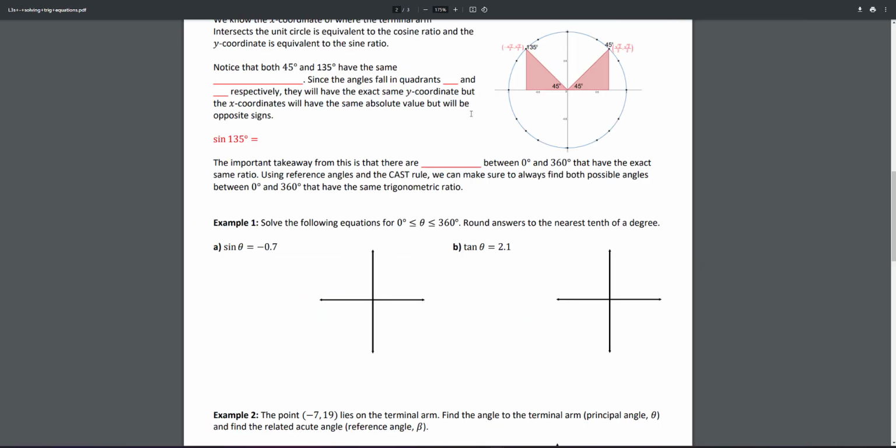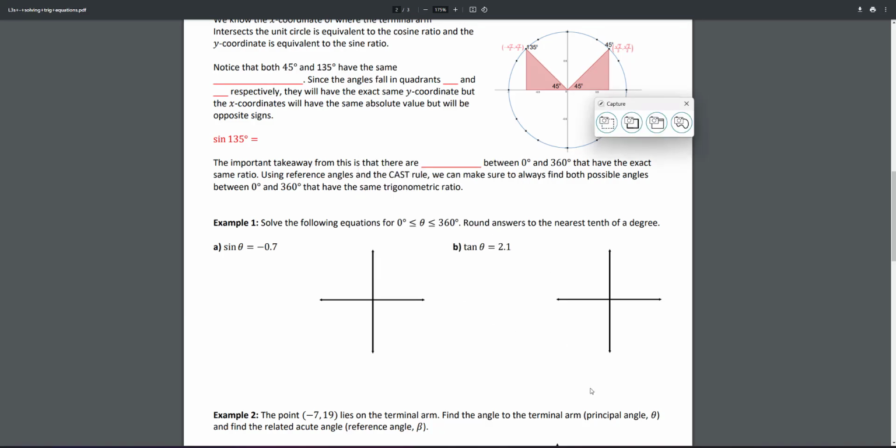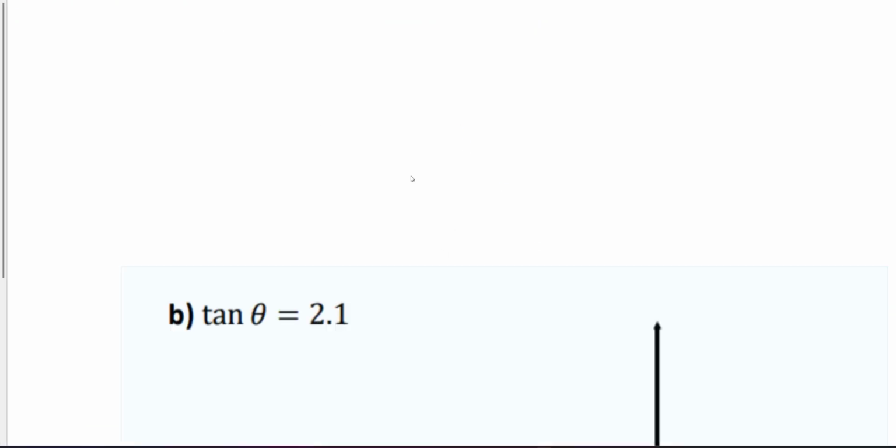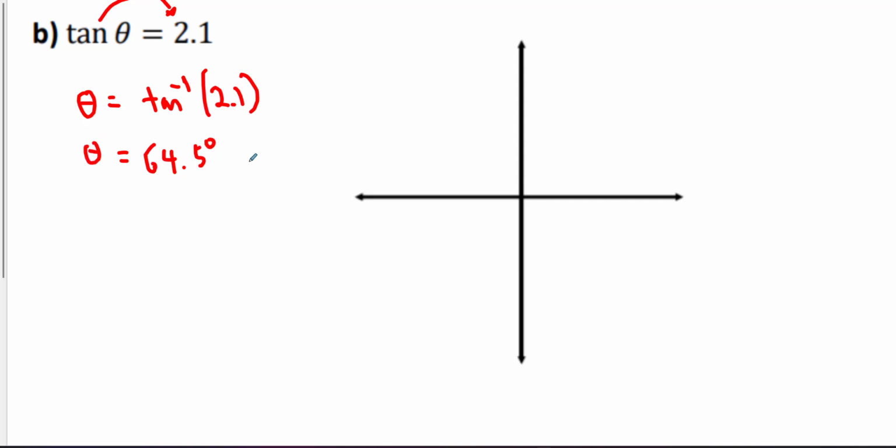So just like that, now we're going to be doing the exact same thing, except for another example here, we have tan. So we always start off by looking at the equation and moving your trig function over and taking the inverse of whatever that value is. What's inverse tan of 2.1? And if you are in degrees mode, you should get the correct value of 64.5 degrees. And that is one of the answers. One of the answers is 64.5 degrees.